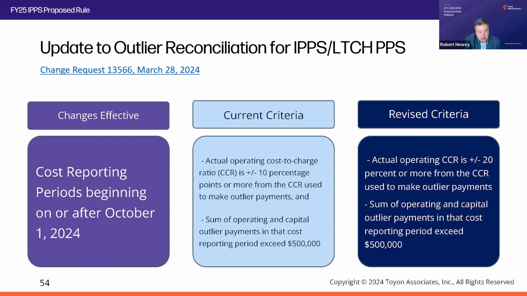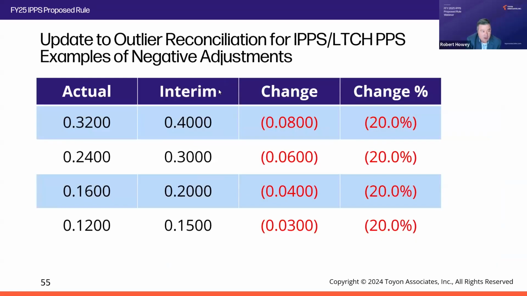So the operating cost to charge ratio has changed. The revised criteria now is if your actual operating cost to charge ratio has changed plus or minus 20%. So not 10 percentage points, we're talking 20% used to make outlier payments. And also that you still have operating and capital outlier payments greater than $500,000. So what does this mean? I just put some examples here of how this now plays into effect.